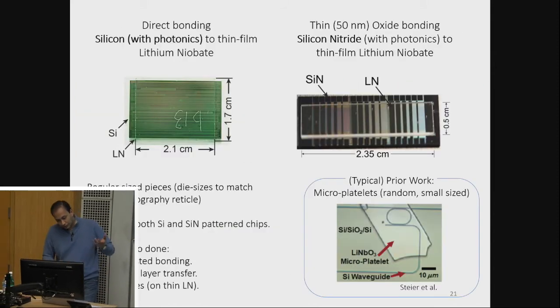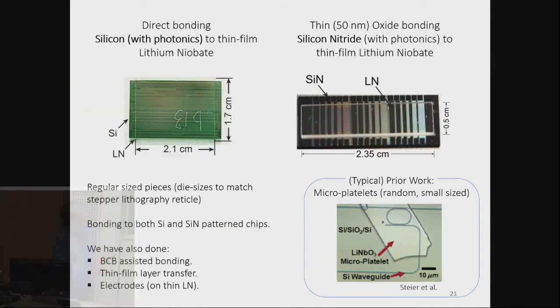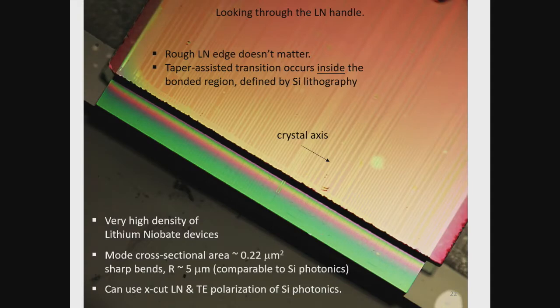We have bonded lithium niobate to silicon circuits. We have bonded lithium niobate to silicon nitride circuits. And these are large areas, 2 by 2 centimeters. These are not microplatelets that were shards of lithium niobate. We've also done BCB-assisted bonding. This is essentially oxide bonding. We've done layer transfer.